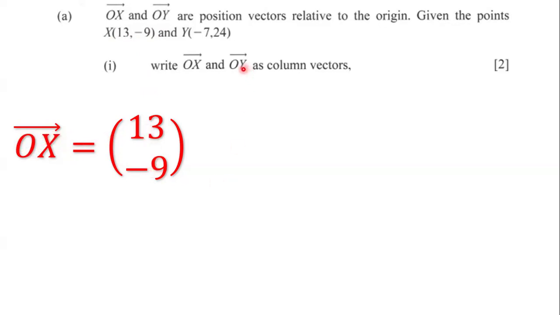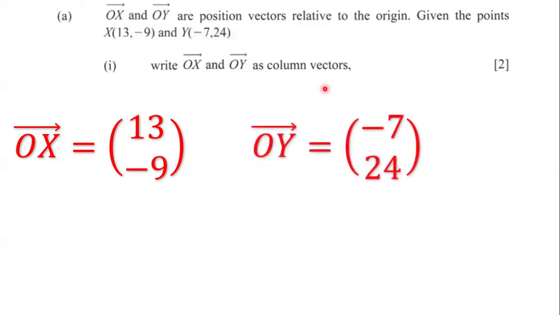Next, we have to write OY as a column vector. And so we're just going to take the coordinates of Y, and instead of writing it horizontally, we're going to write it vertically. So we put -7 on top, and we put 24 at the bottom.